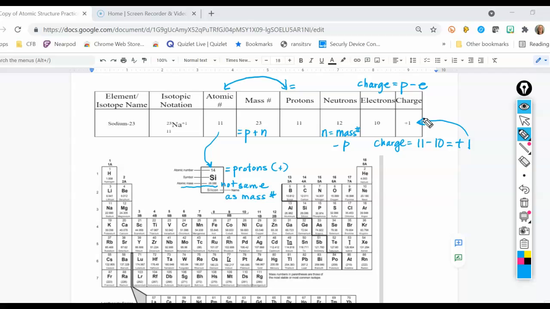Okay, so what about this element and isotope name and the isotopic notation? This, of course, is your element name, and it is found by looking for the atomic number and finding the element name. So if we were given atomic number 11, we would go find atomic number 11 on the periodic table, and we would find that that is named sodium.